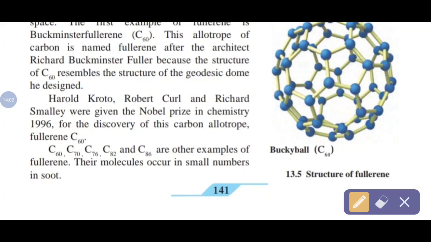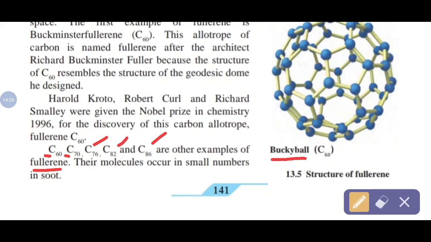So C60, C70, check here, C76, C82 and C86 are other examples of fullerene. Those numbers indicate the number of atoms present in the form of a buckyball.